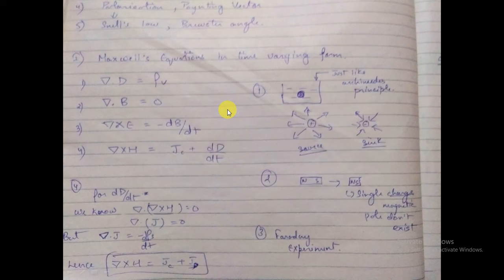If we apply this principle to the beaker, then if we are not putting anything in the beaker, how can there be any outflow? So outflow will be zero. So del dot B will be equal to zero.